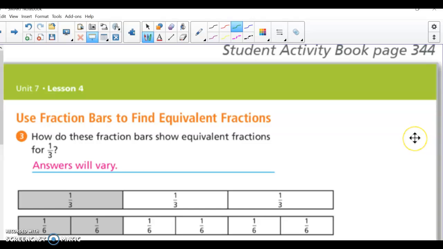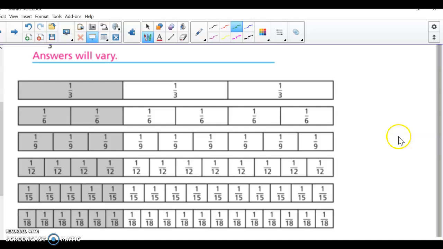Well, let's look at what the fraction bars show here. How do these all show equivalence? As we look at these, we have 6 fraction bars that are the same whole, right? They all are the same height. They're all the same length. They show the same amounts shaded.